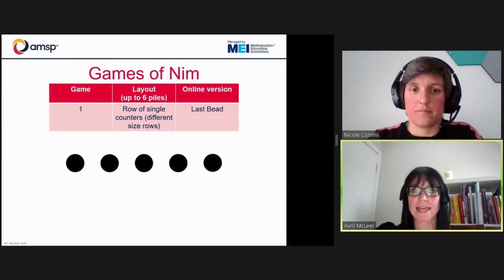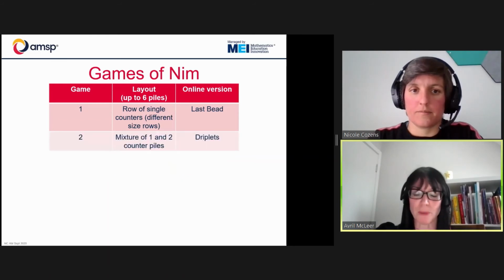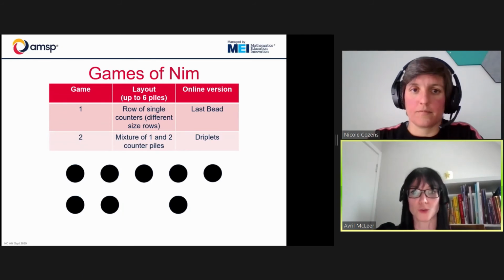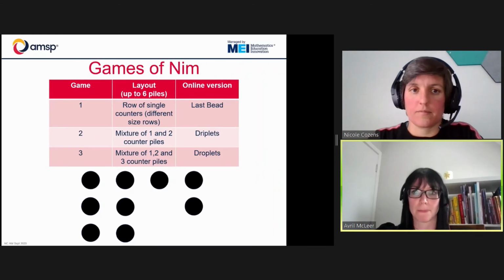Okay. Then we want you to look at a mixture of piles with 1 or 2 counters in it. If you get a winning strategy for that one, you're going to move on to piles with 1, 2 and 3 counters. Only move on to piles of any size if you feel really confident to do so. We're not really expecting many people to get onto that game.